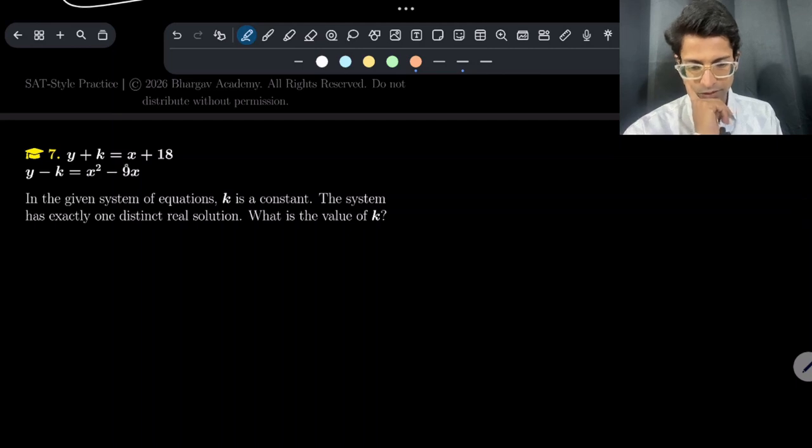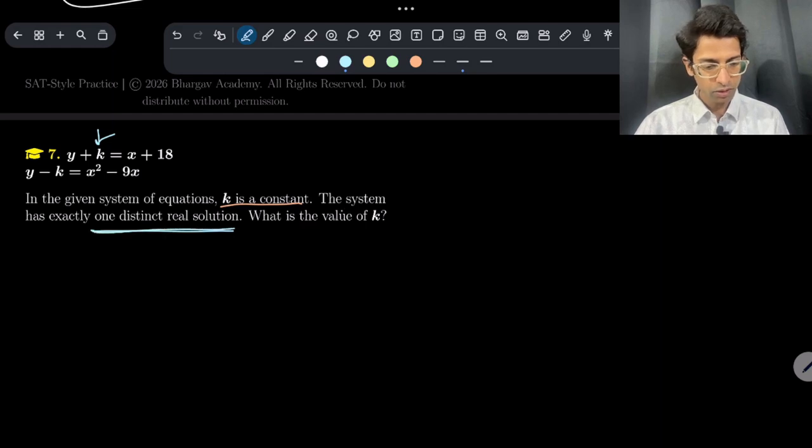So y plus k is x plus 18, y minus k is x square minus 9x. In the given system of equations, k is a constant. Where is the value of k? K is sitting here. The system has exactly one distinct real solution. What is the value of k?